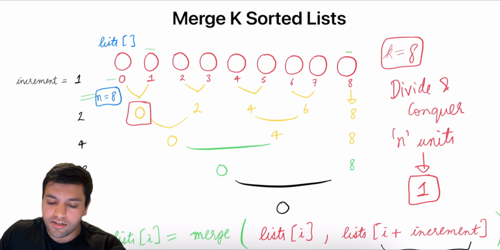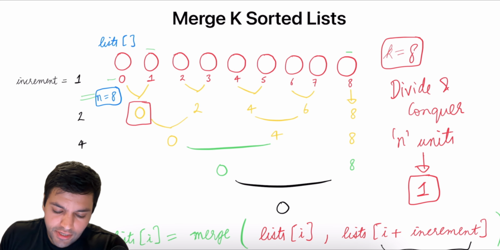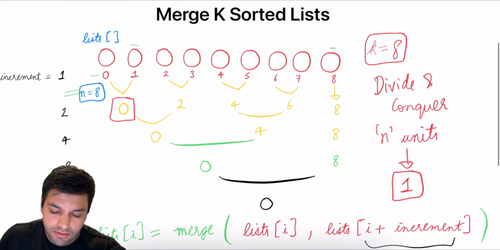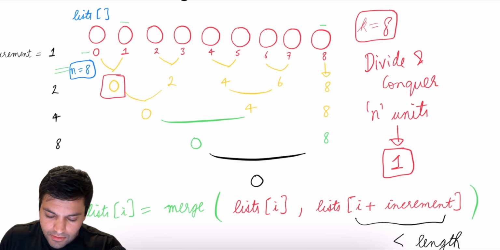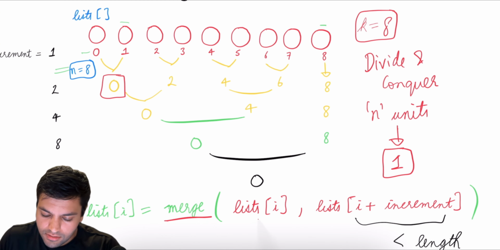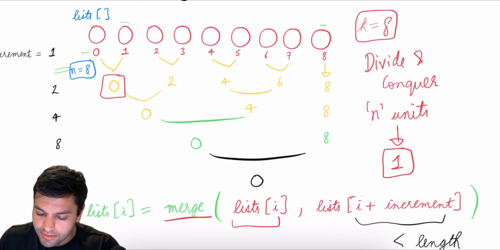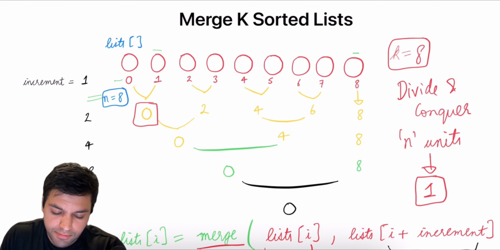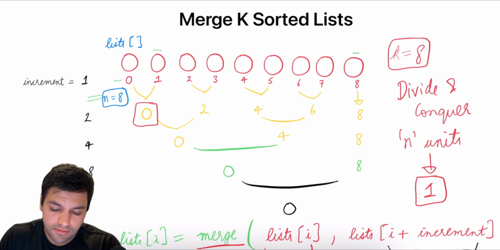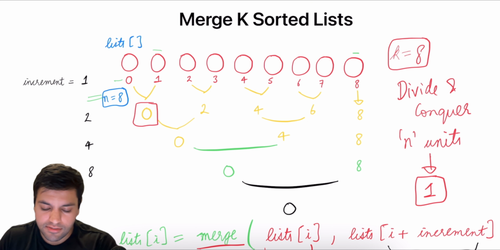To understand it easier, I have drawn this example. Here we have indexes 0, 1 up to 8. In our previous question, where we solved merging two sorted lists, we are going to use the same function to merge these linked lists pairwise. So I'm going to call this merge function on the list at index i and the list at index i plus increment. Here increment is the difference between the indexes of the two linked lists.